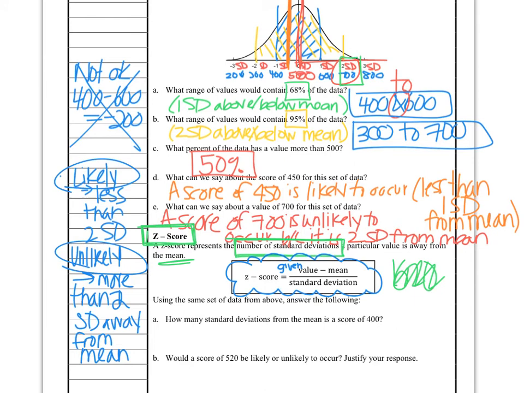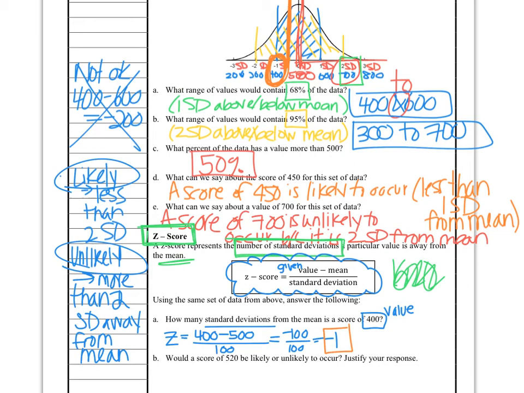So using the data from above, answer the following. How many standard deviations from the mean is a score of 400? So this is our value. They gave it to us in the problem. So the number of standard deviations means find your z-score. So we start with value minus mean, 400 minus that mean of 500 divided by the standard deviation, 100. So this is negative 100 over 100, which is just negative 1. So this is 1 standard deviation to the left of the mean. If I look back at my picture, guess what? 400, negative 1 standard deviations, meaning 1 standard deviation to the left of the mean.